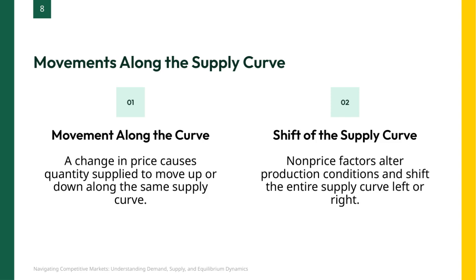This movement happens along the same supply curve. On the other hand, shifts of the supply curve occur when non-price factors come into play. These could be changes in production costs, technology, or other external conditions. Such changes cause the entire supply curve to move either to the left or to the right, indicating a decrease or increase in supply at every price level. Understanding the difference between movements along the curve and shifts of the curve is crucial for analyzing supply dynamics accurately.